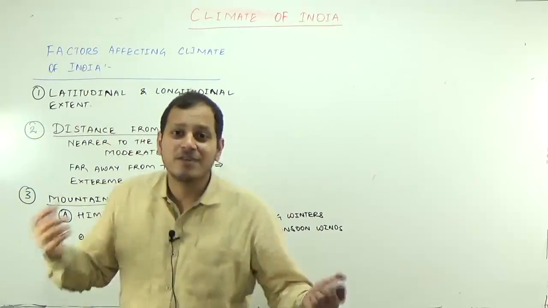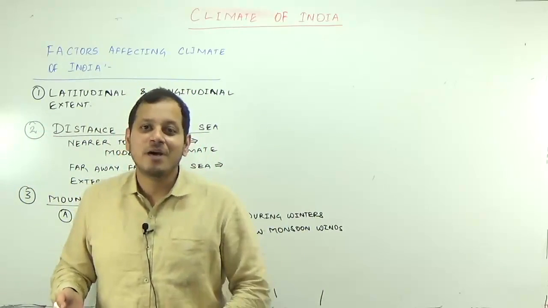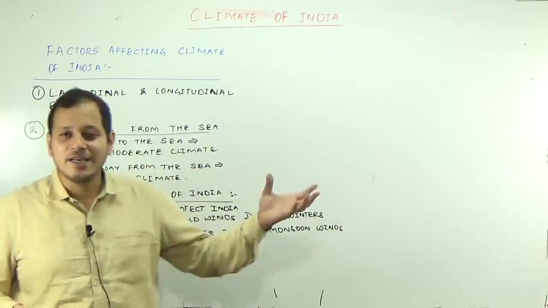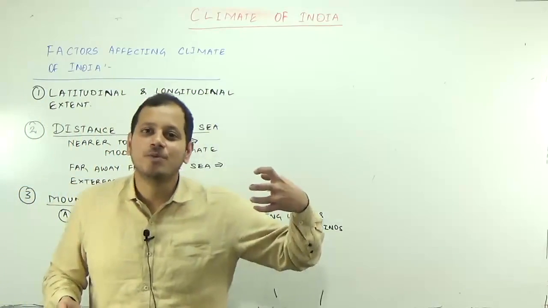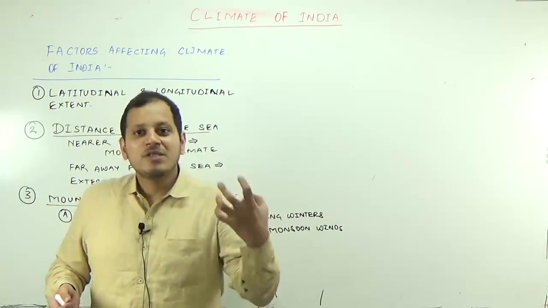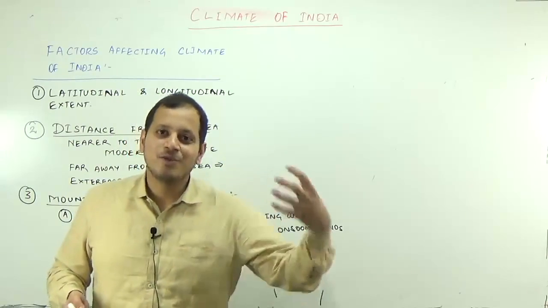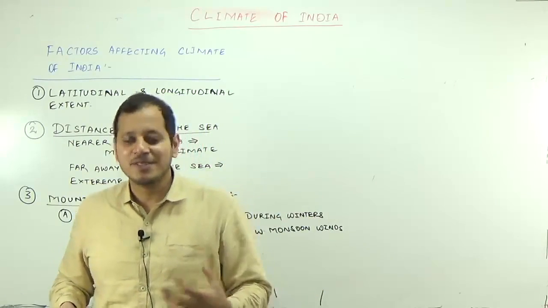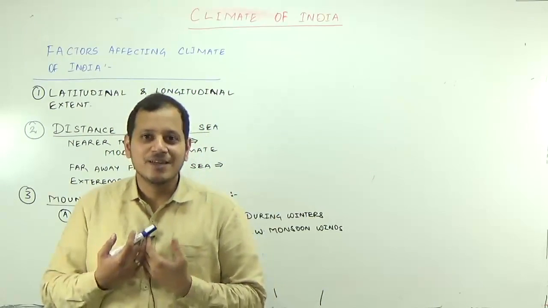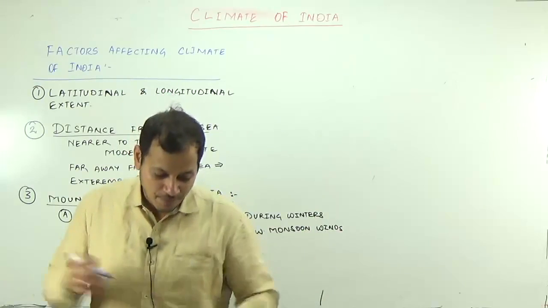Intertropical convergence zone means what? A low pressure belt. Wind will always flow from high pressure to low pressure belt. So if the ITCZ is over India, the winds are drawn towards this low pressure belt over India. These winds come from the sea, and because they come from the sea, they bring moisture. This moisture is showered over India in the form of monsoon winds.